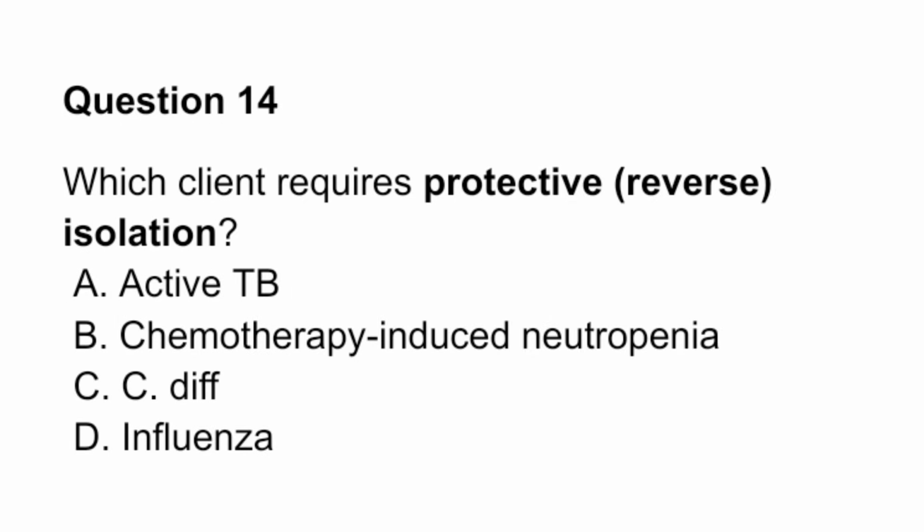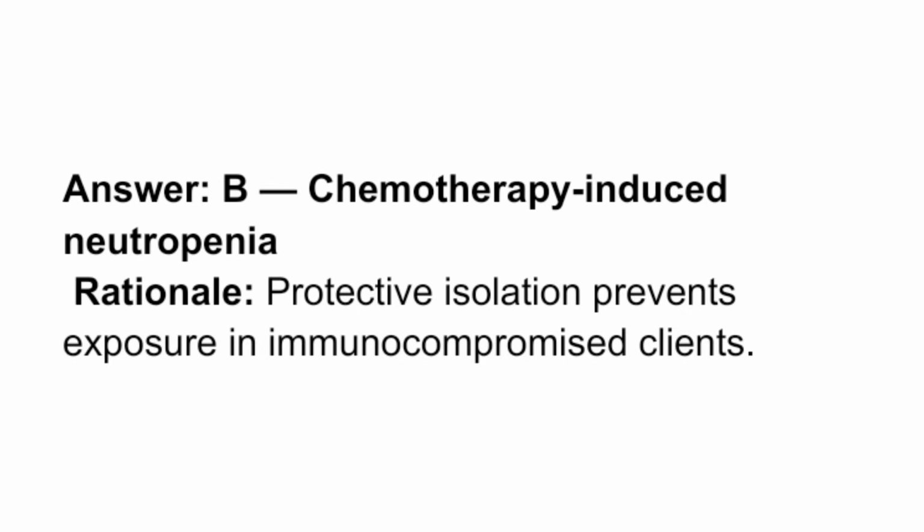Question 14. Which client requires protective, reverse, isolation? A. Active TB. B. Chemotherapy-induced neutropenia. C. C. diff. D. Influenza. Answer, B. Chemotherapy-induced neutropenia. Rationale, protective isolation prevents exposure in immunocompromised clients.